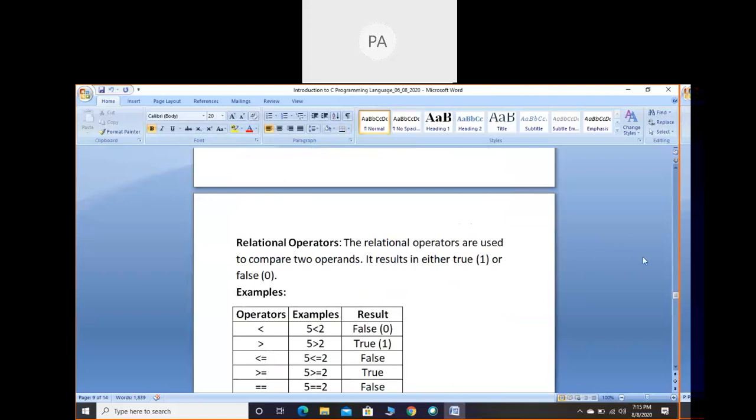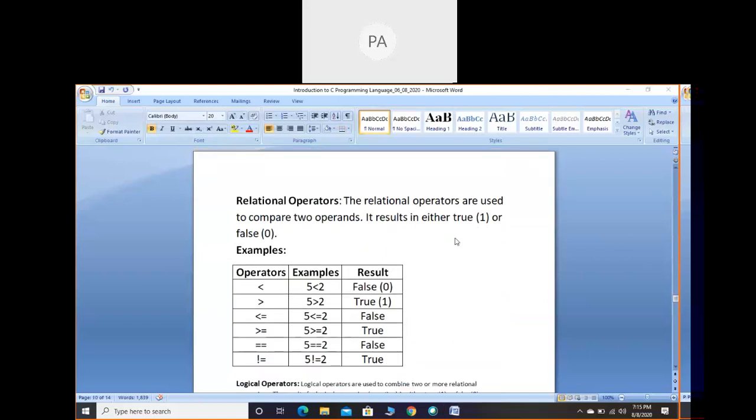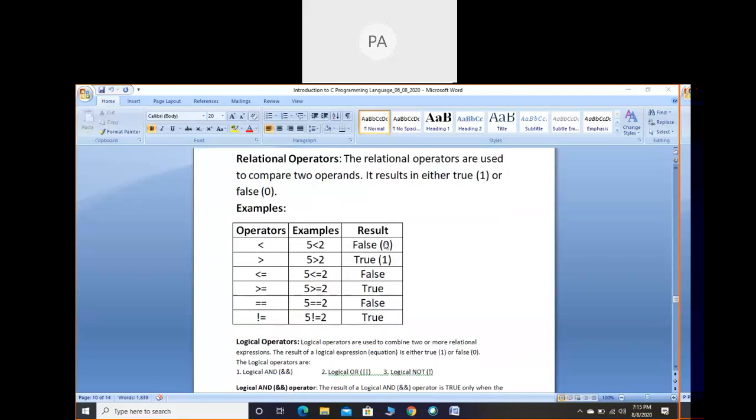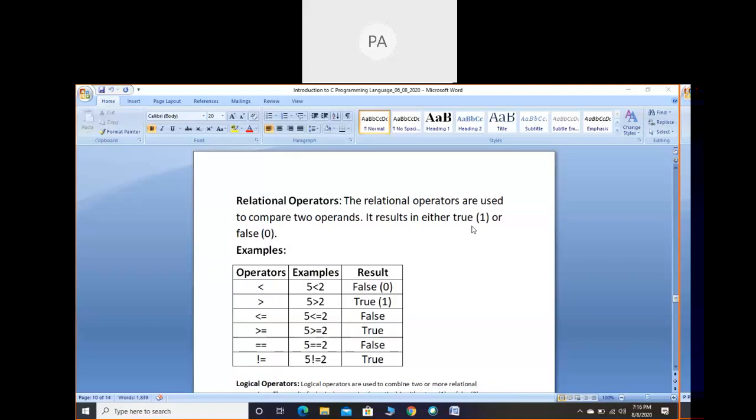So coming to the relational operators. The relational operators are used to compare two operands. So here operand meaning either two variables or two constants, or one variable and another constant. Because operand meaning variable or a constant. So both can be variables, both can be constants, or one variable and one constant. So it is used to compare two operands. So it results in either true or false. Okay. So only two results here, true or false. True means 1, false means 0. Or you can consider true means yes, the answer is yes, false means the answer is no.